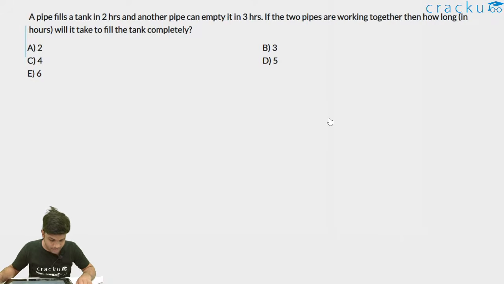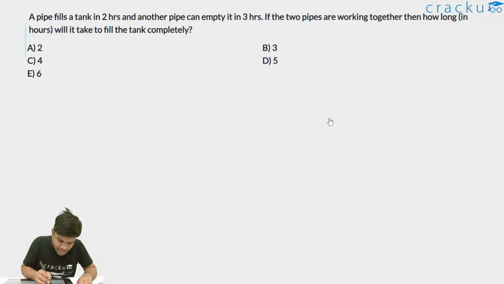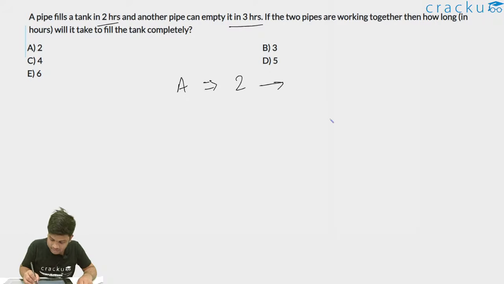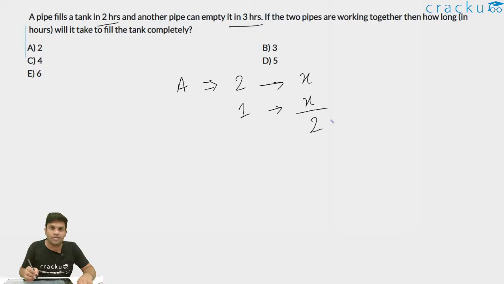Now in this question, it is given that a pipe fills the tank in 2 hours and another pipe can empty it in 3 hours. So that means, let's take pipe A, which is filling the tank. So for pipe A, in 2 hours it can fill the tank, and let the volume of tank be X. So in 2 hours the pipe A is filling X liters of tank. So in 1 hour pipe A will fill X by 2 liters of tank.